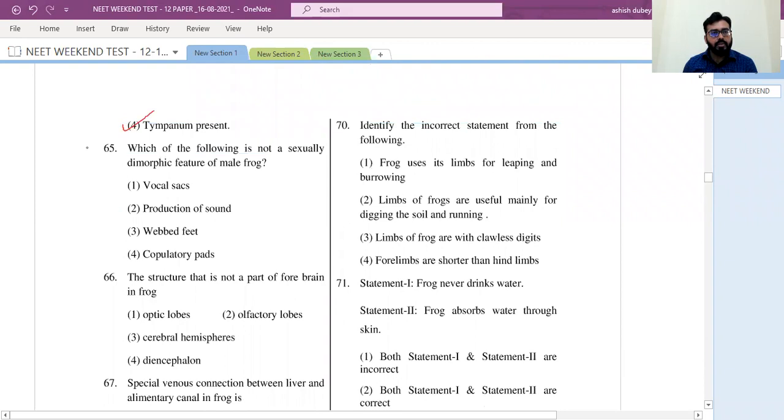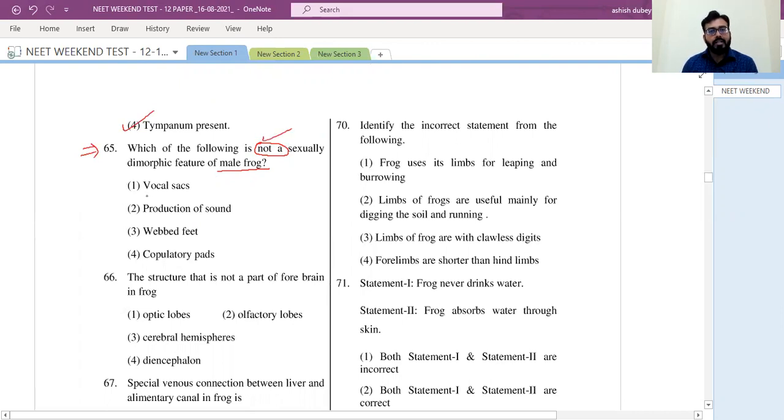Next, the 65th question. Which of the following is not a sexually dimorphic feature of male frog? See, sexual dimorphism is the concept where you can differentiate between male and female members of that species morphologically just by observation. So in this question, they are asking about sexually dimorphic features of the male frog, and they are saying which of the following is not one. So you have to apply the information of sexual dimorphism, but be careful about the "not."